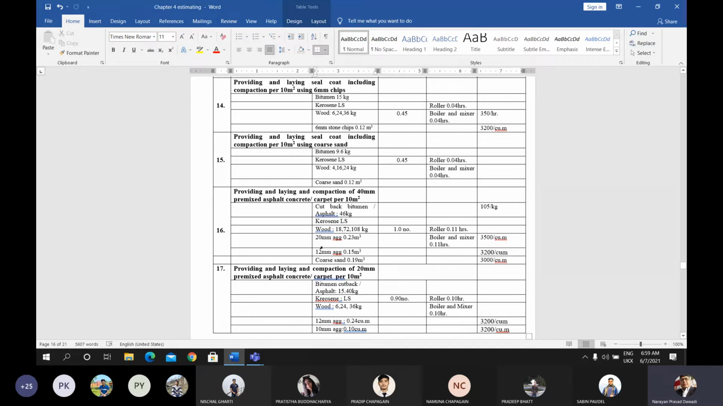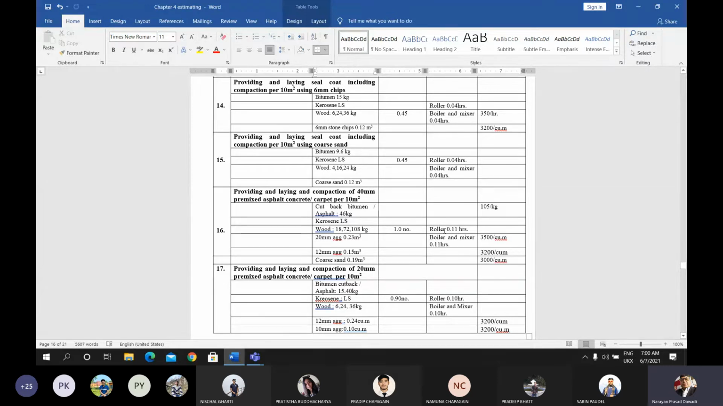And for this mix, the laying labor required for a 10 meter square area is 1 number, the roller for compaction is 0.11 hour, and the boiler and mixer is 0.11 hour. You can see here that the roller, boiler and mixer have the same time duration. So if you remember the quantity of roller in terms of time, then boiler and sprayer would be the same.